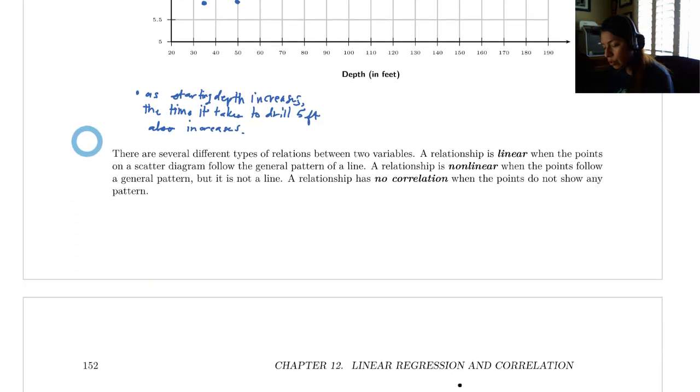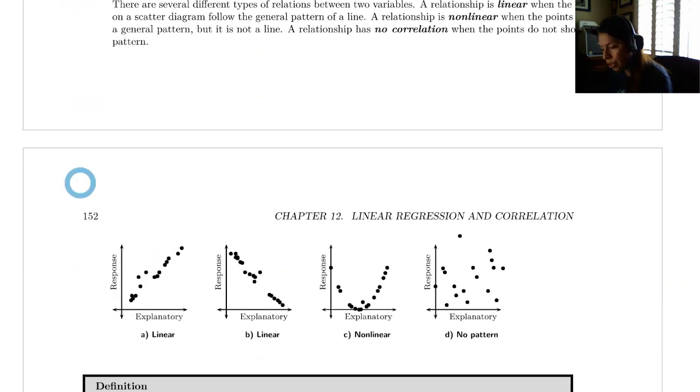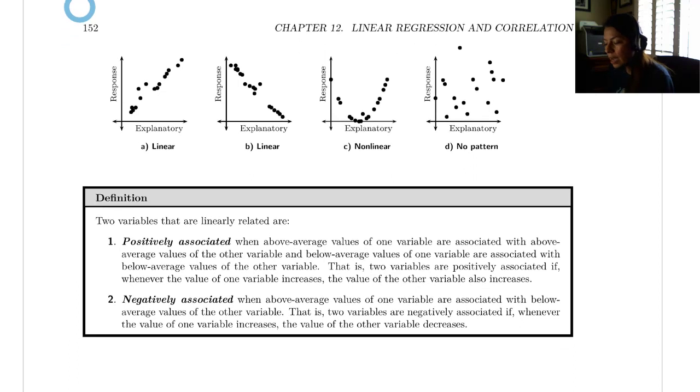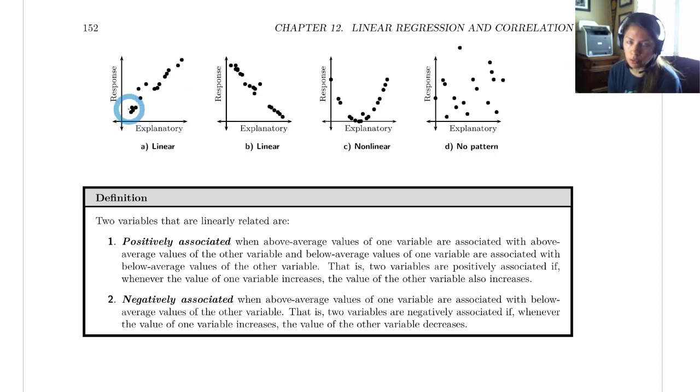And so if we scroll up to the next page, I just put a couple there. So the first one, linear, we could see the same kind of relationship as with the drilling rock, right? As X increases, Y seems to increase. In B, it's also linear, but as X increases, Y decreases. But still, we could see that they make a pattern of a line. Notice C is nonlinear. So it doesn't make a pattern of a line.